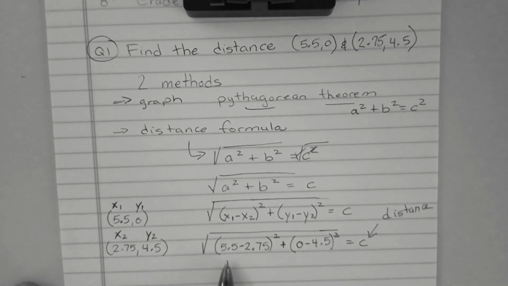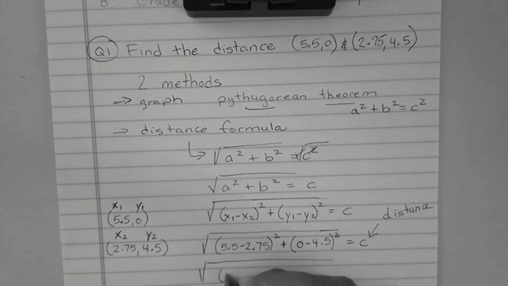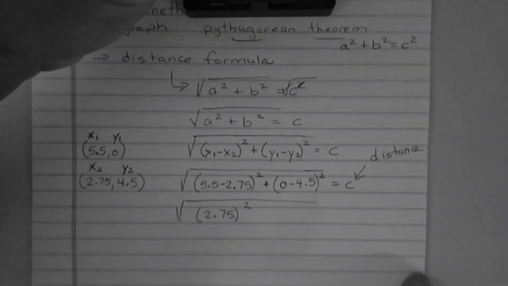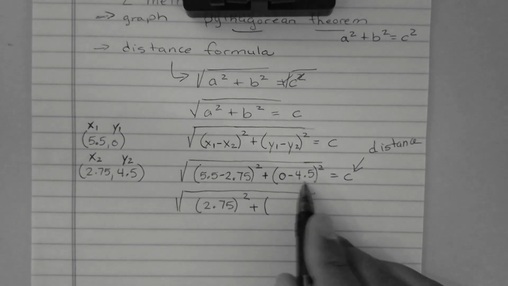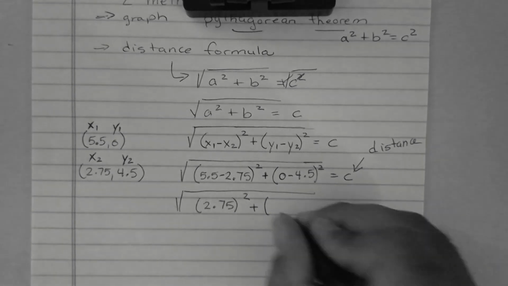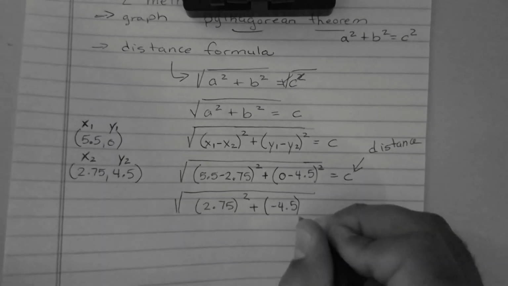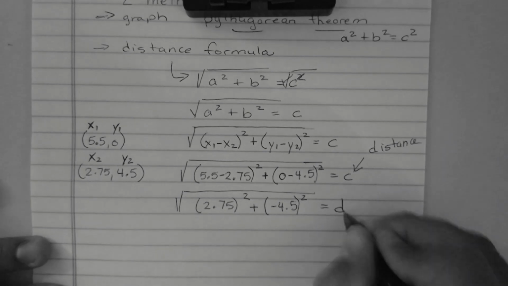So once we have this, we could work it out, guys. What's 5.5 minus 2.75? What is it? 5.5 minus 2 is 3.5, minus the .75 gives 2.75. Plus, what's 0 minus 4.5? Negative 4.5, very good. Is equal to d for distance.